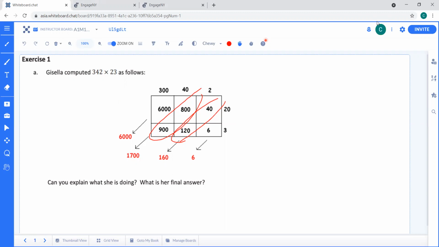So 300 times 20 is 6,000. And then 40 times 20 is 800. And here's 2 times 3 is 6. Okay. And of course, you did 2 times 20 here, 40 times 3, and 300 times 3. And this combine like terms. Okay. Now, to actually get the final answer, you would have to add all of these together.